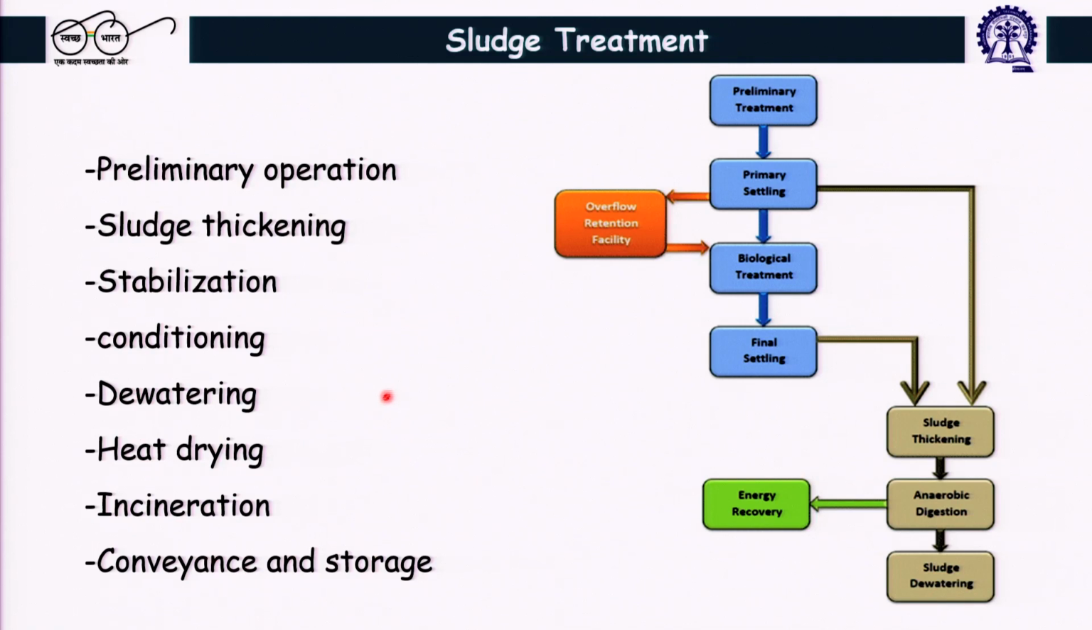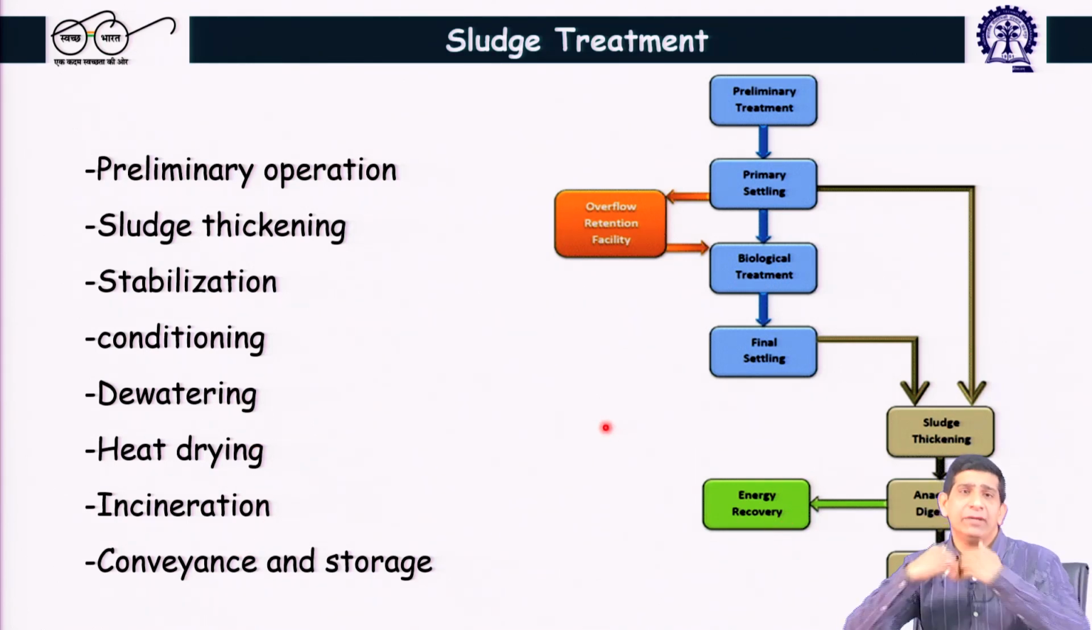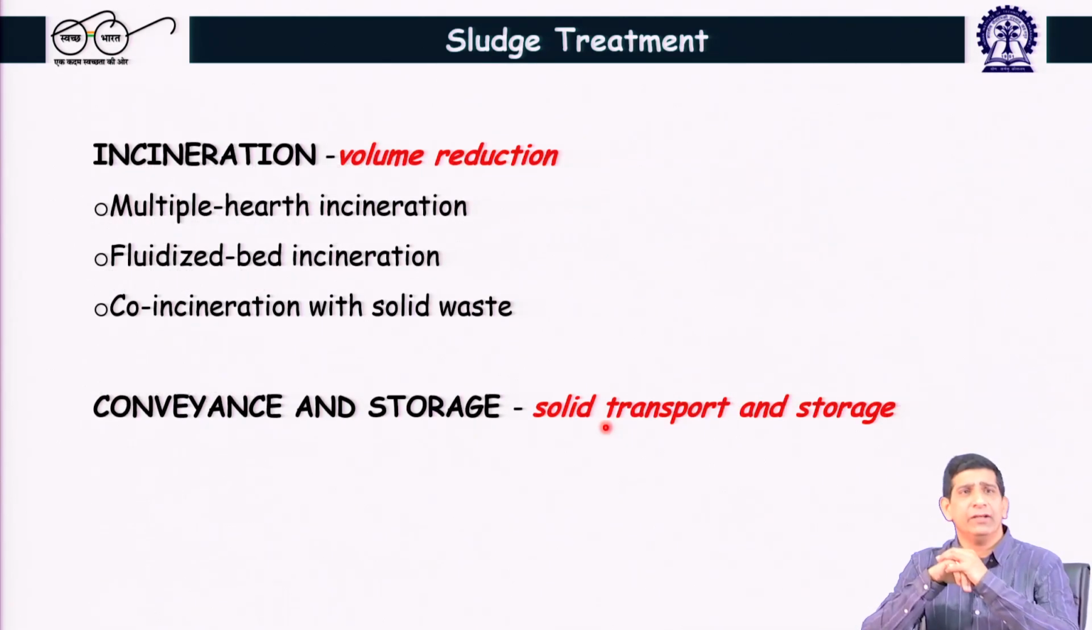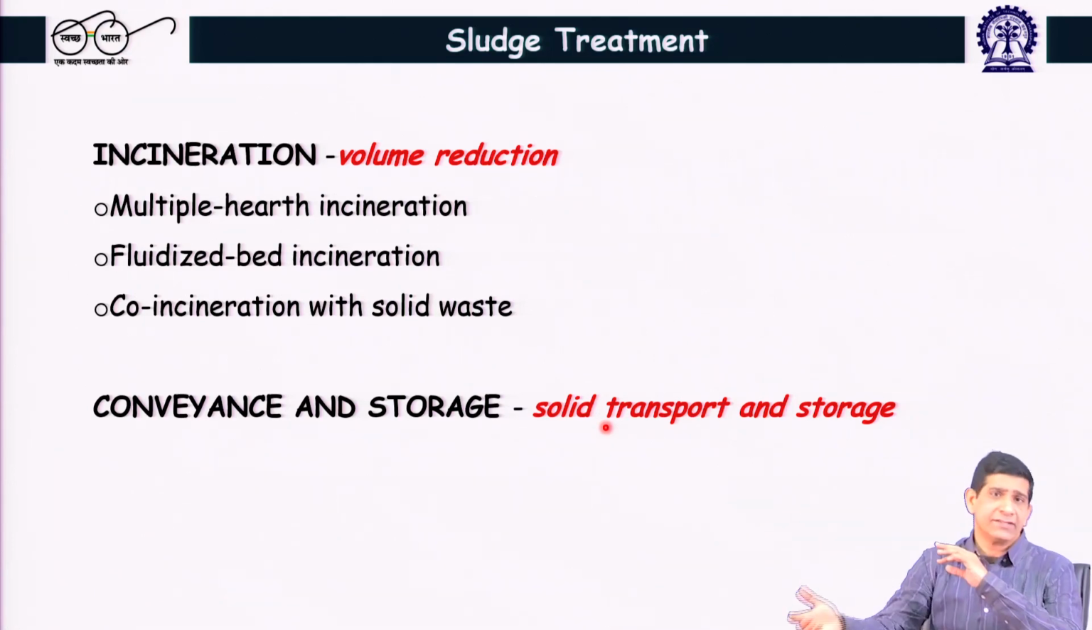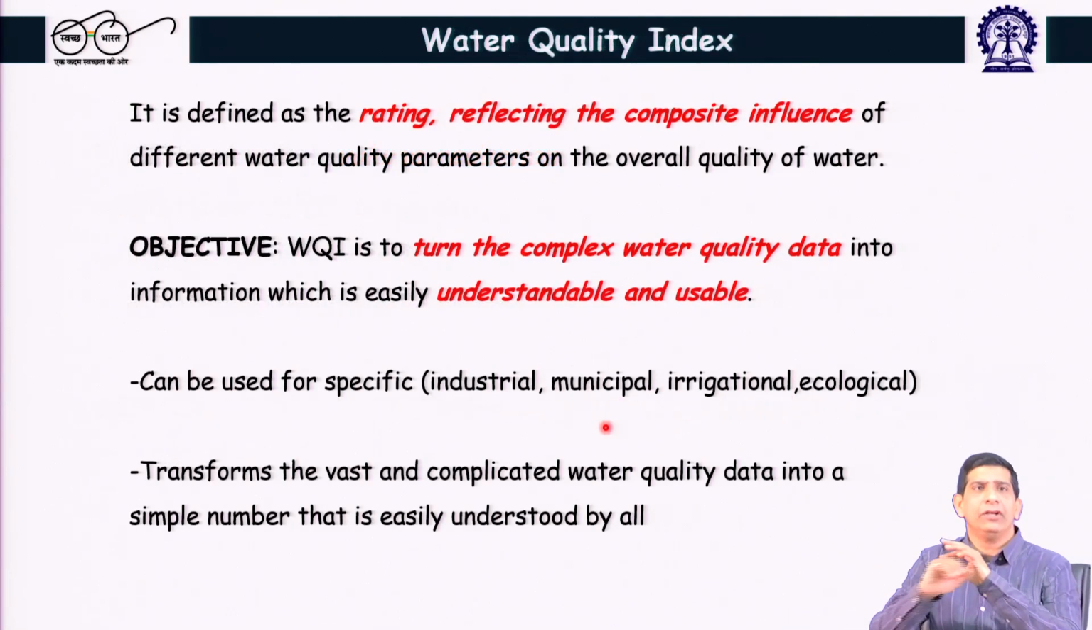So different things, and once it is dewatered, if the sludge has a good calorific value, it can be used for incineration as well. After energy recovery, the sludge coming out can be used for agricultural purposes, as fertilizer. So there are a variety of applications for this sludge. Incineration helps in volume reduction. There are different types of incineration plants where it is used. It can also be incinerated with solid waste. It can be conveyed and stored for future use as fertilizer and other things. Sludge does have good nutrient value.